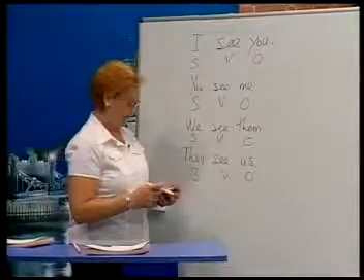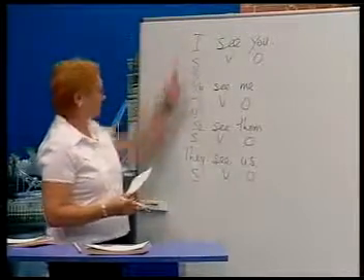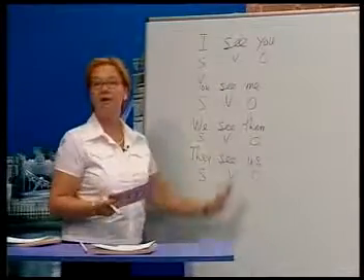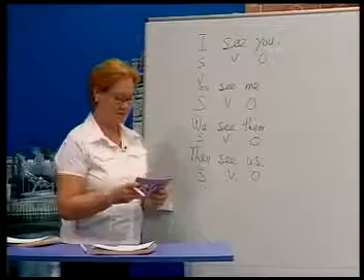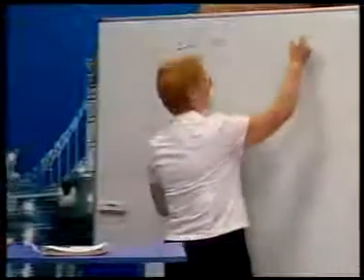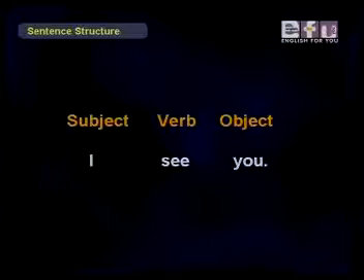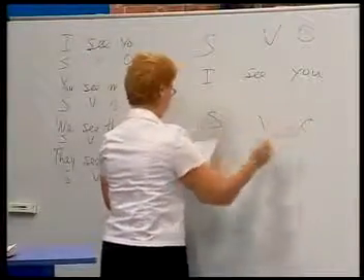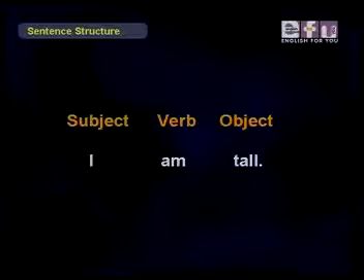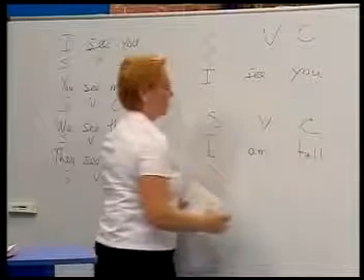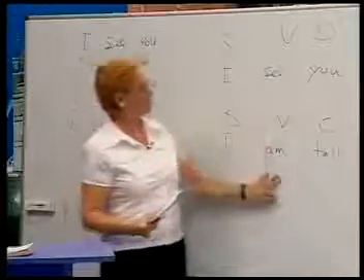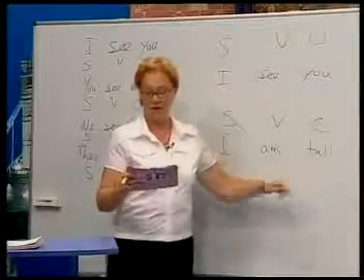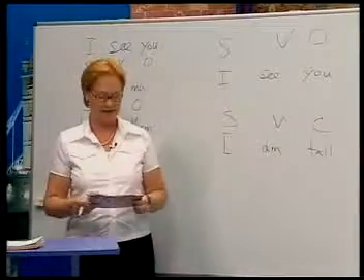Okay, now remember, in sentence structure, subject, verb, object, or complement. Okay? So, subject, verb, I see you, this is the object, or subject, verb, complement, I am tall. Okay? Subject, verb, object, or complement. Now, let's practice. Let me make some room here.